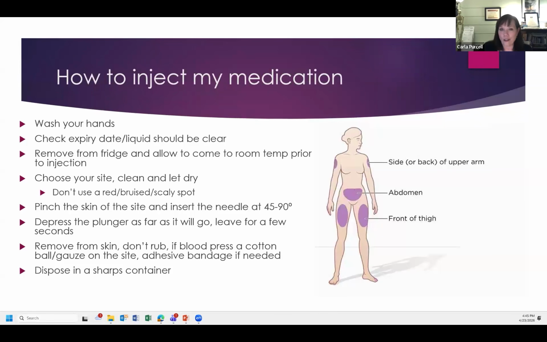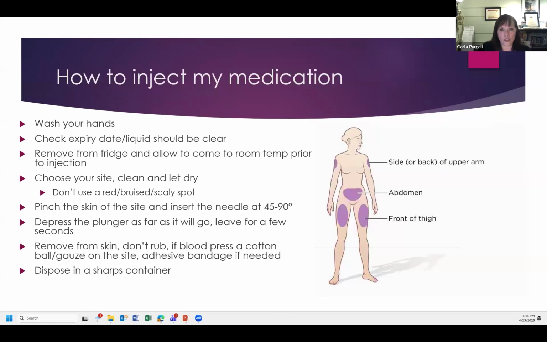Clean your site, usually with an alcohol swab. Avoid areas that are bruised or red or scaly or sore. Pinch the skin up at the site and insert your needle at 45 to 90 degrees. They all have a little bit different recommendations, so that's why I put the range in there. Depress the plunger as far as it will go. Leave it for a few seconds. Remove it from your skin and put a little cotton ball on the site. You don't need to rub it after you give the injection. And sometimes people bleed a little bit, most times not, but you might need a little Band-Aid over it.